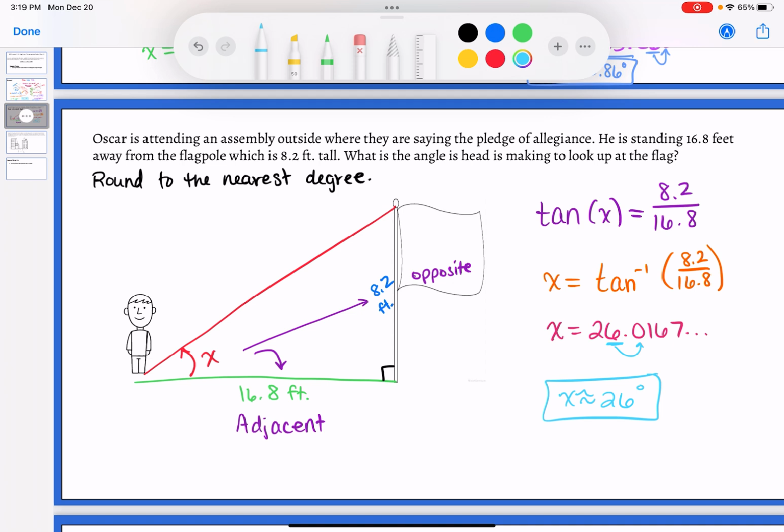So when I have an angle like this, from flat looking up, like this one right here, this is called an angle of elevation. An angle of elevation, again, is always from flat looking up. From flat looking up, angle of elevation. So the angle of elevation in this problem is 26 degrees.